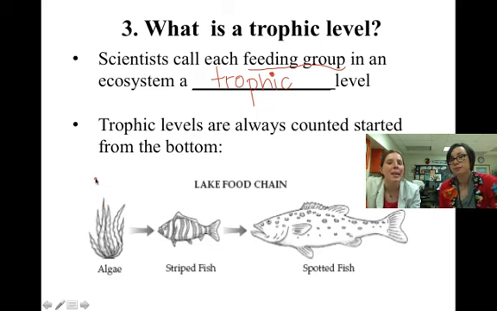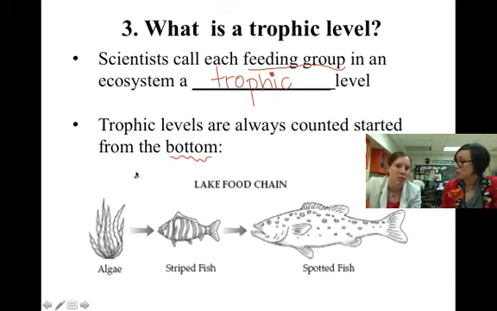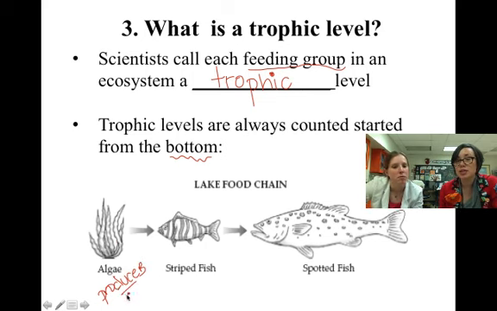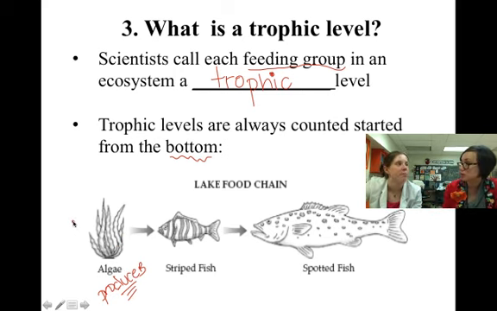Right. So when we count a trophic level, we always count starting from the bottom of the food chain. Now, who's usually at the bottom? It's usually going to be a producer. Right, like this algae. And how can you tell this algae is the producer? Because notice that the algae is not eating anything else. And if it's not eating anything else, it means that it can't be a consumer, because that's the defining characteristic of a consumer.